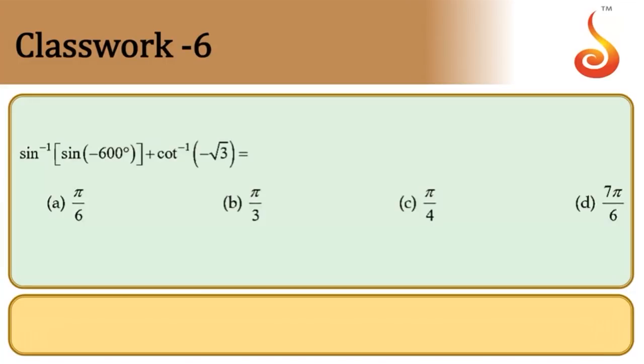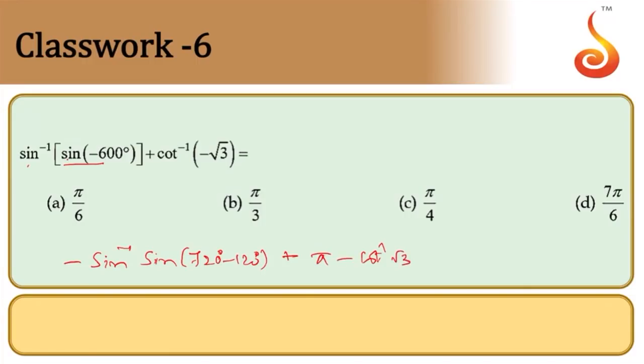Let me consider the next one, sine inverse of sine of minus 600. We know sine minus theta is nothing but minus sine theta. Sine inverse of minus x is nothing but minus of sine inverse of x. Sine of 600 can be written as 720 minus 120. Okay, this is nothing but pi minus cot.